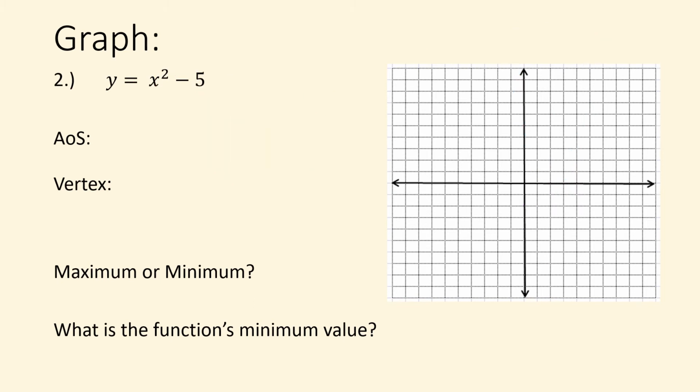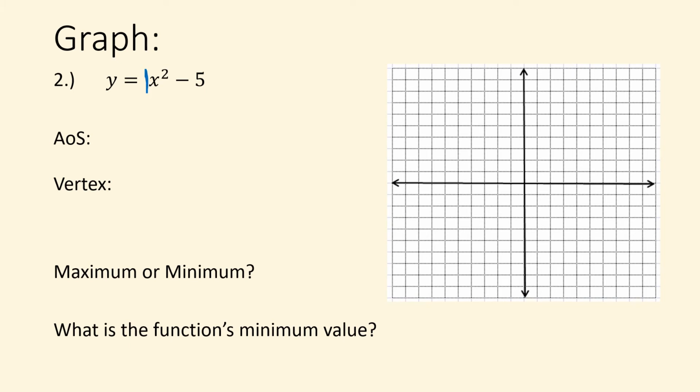Example number 2. Problems like this tend to throw some of you guys off. When you look at this equation, you see there's only two numbers here. We have y equals x squared minus 5. The thing that's missing is that there's no x in the middle. So we have the a, which is a 1.